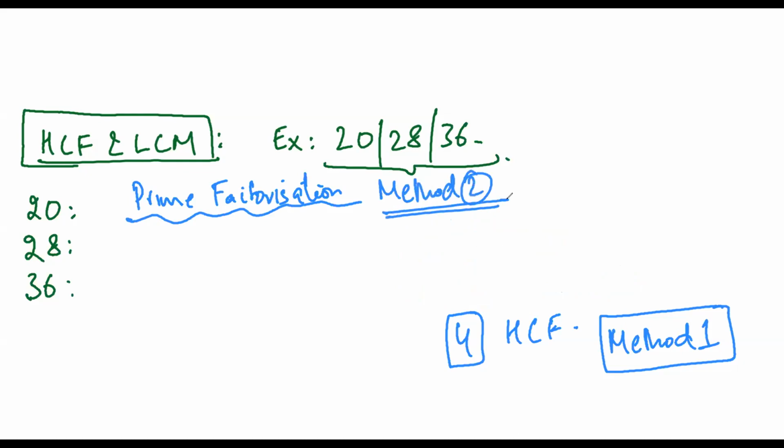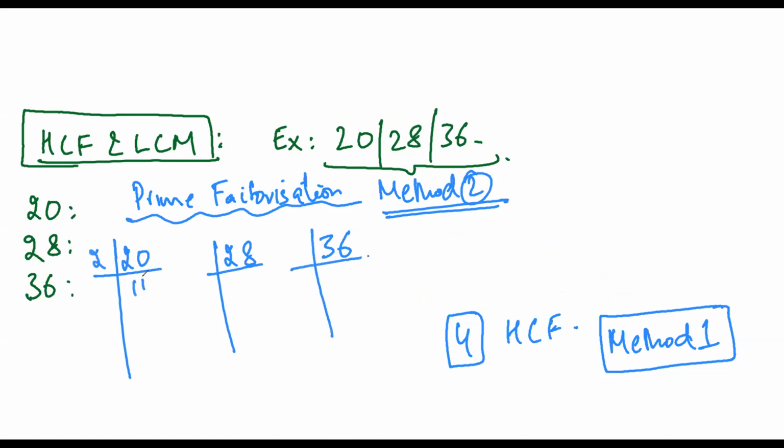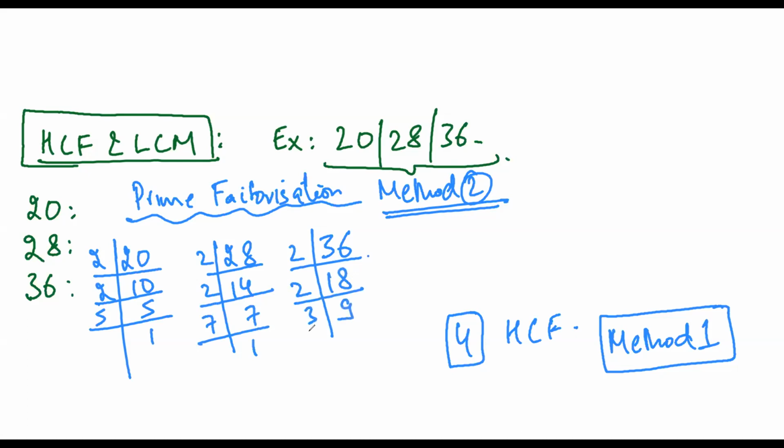Now, how do I find it? I'll find the prime factors of 20, the prime factors of 28, and the prime factors of 36. Is it okay? Prime factor implies that there should only be prime numbers. So I will be writing only the prime numbers. All of these that you see on the left side are the prime numbers. Is it okay? Yes, sir.